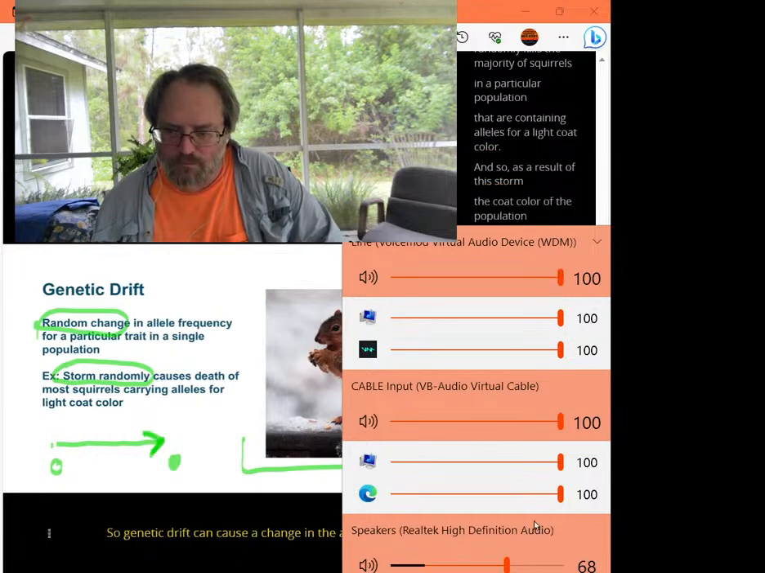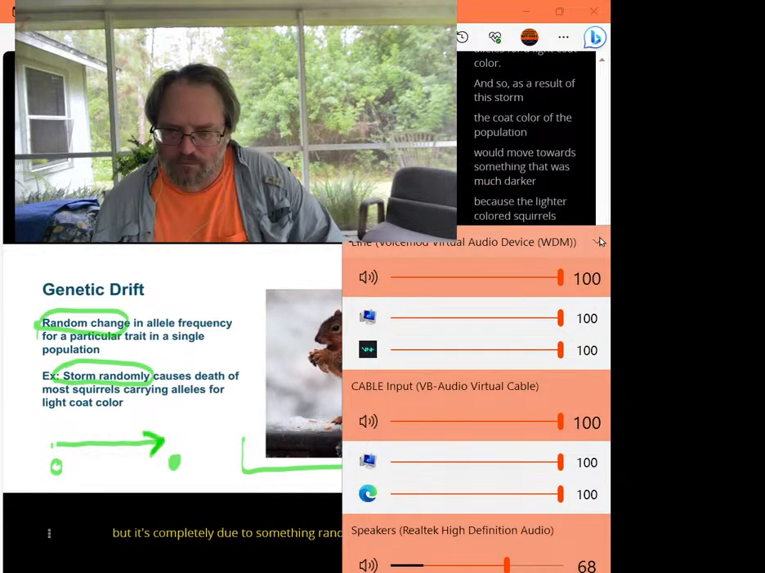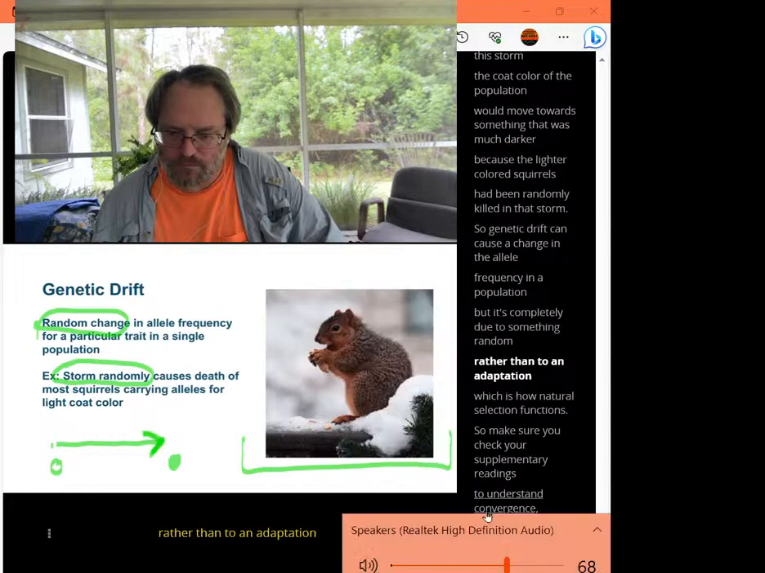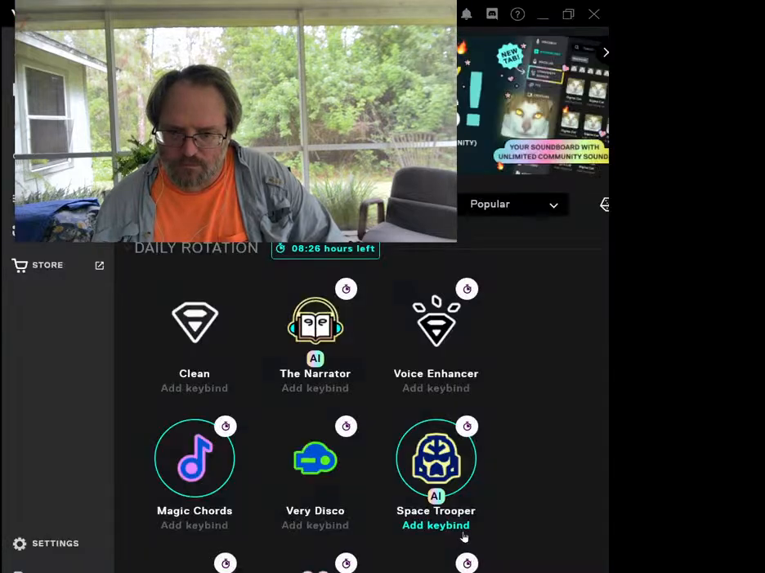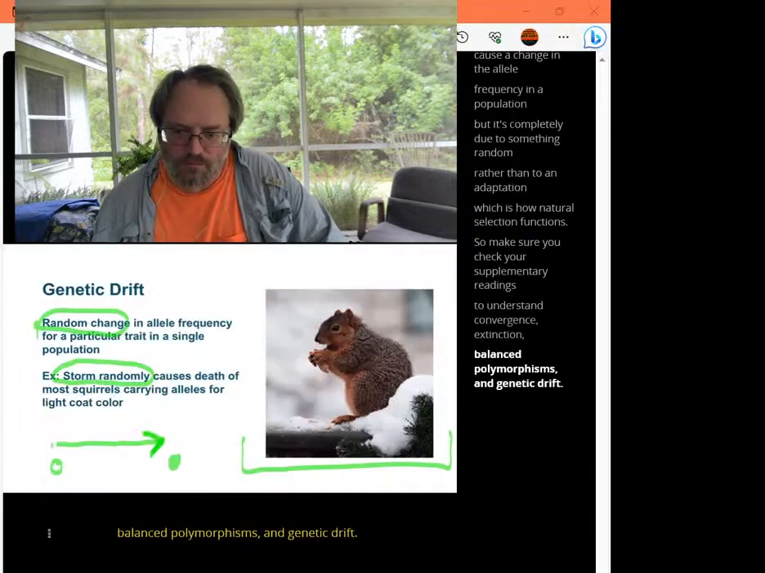So genetic drift can cause a change in the allele frequency in a population, but it's completely due to something random rather than to an adaptation, which is how natural selection functions. So make sure you check your supplementary readings to understand convergence, extinction, balanced polymorphisms, and genetic drift.